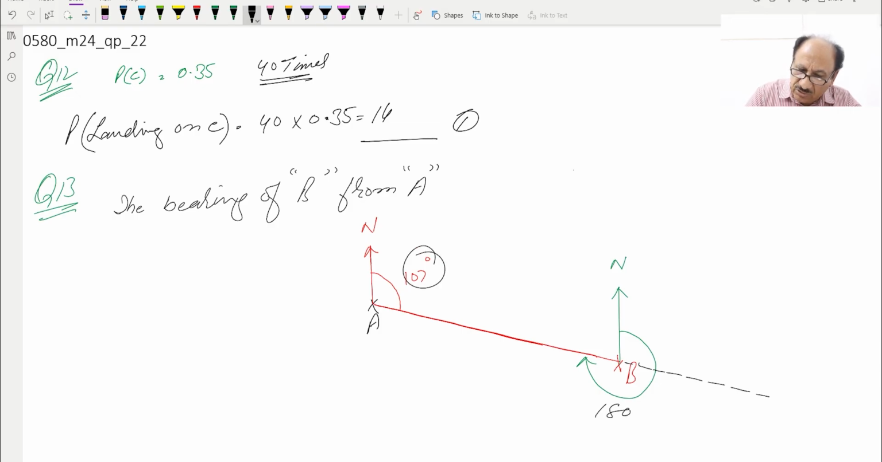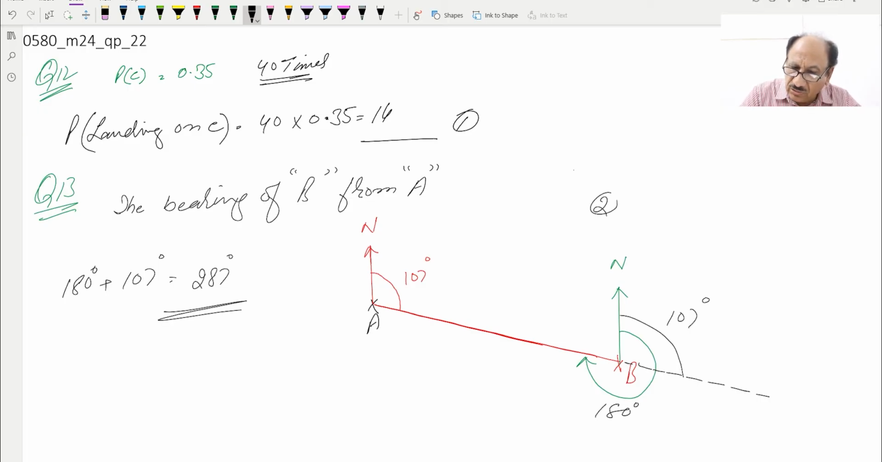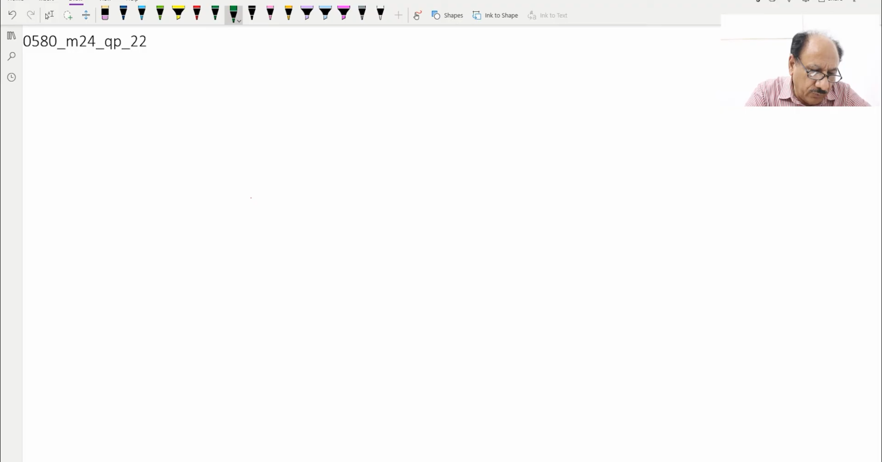and this angle is 107, and this angle up to this one are the same. So we need to add 180 and 107, so we write 180 degrees plus 107 degrees, and this will be 287 degrees, and this is our final answer for 2 marks. This is a 2 marks question. Hopefully you understood this.